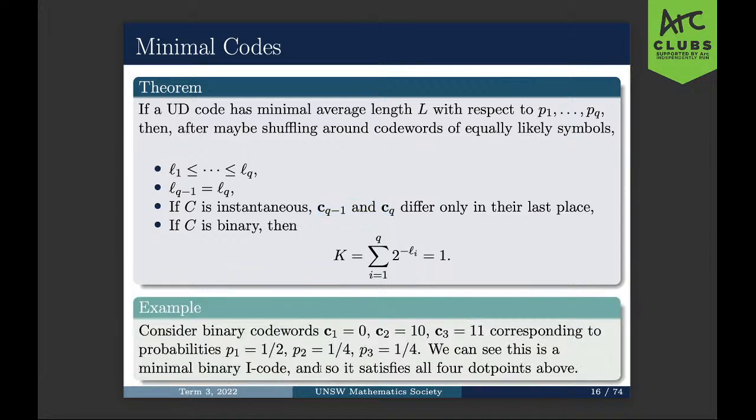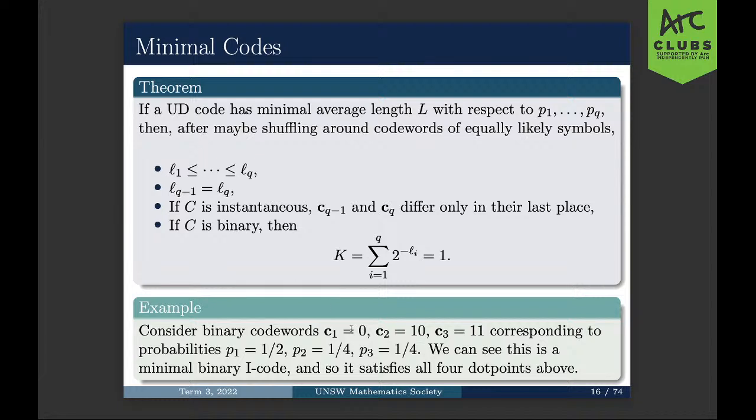So here's an example. If we have these binary code words 0, 10, and 11 corresponding to the probabilities a half, a quarter, and a quarter, this is actually a minimal binary I code. We can't do better than this, and I'll let you figure out why that's the case. Because of that, according to this theorem, it satisfies all of these properties above.